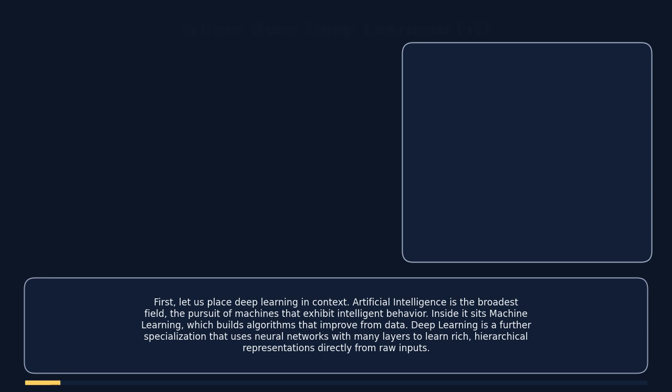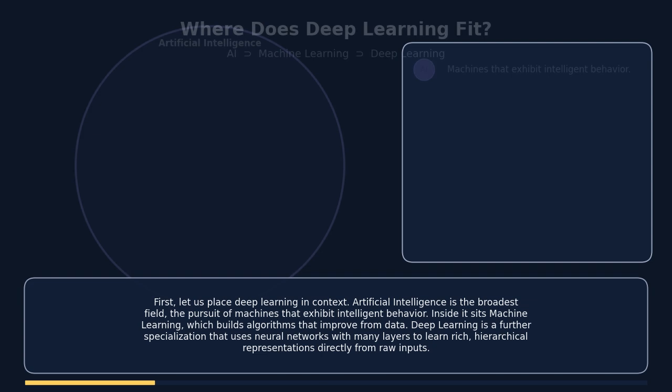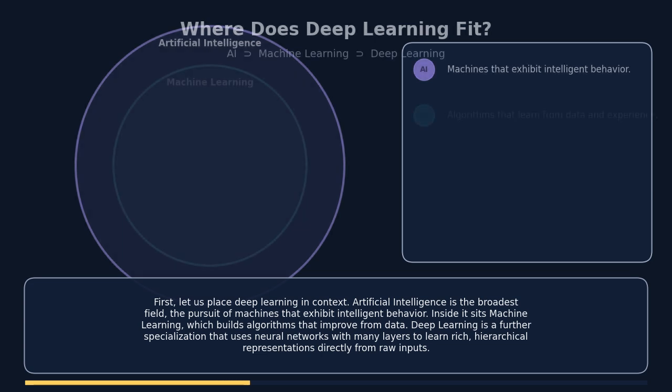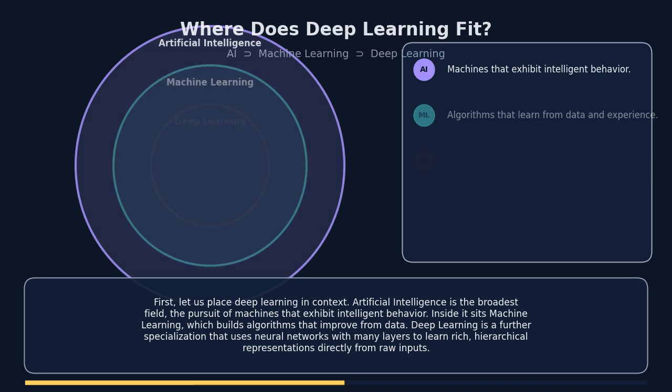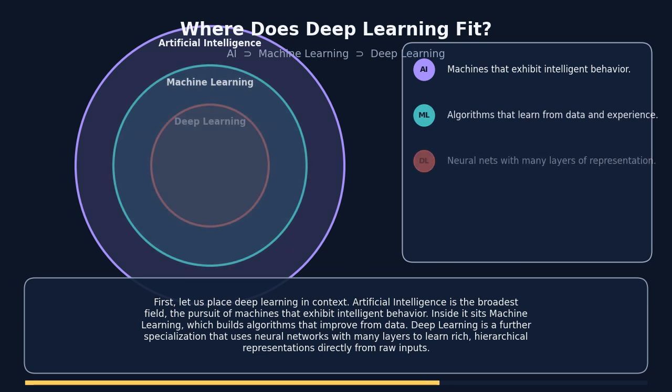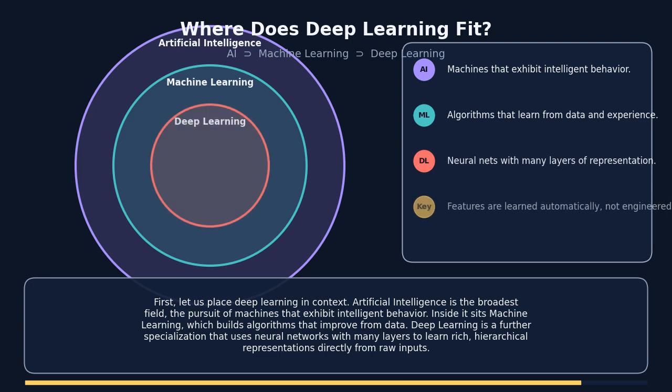First, let us place deep learning in context. Artificial intelligence is the broadest field, the pursuit of machines that exhibit intelligent behavior. Inside it sits machine learning, which builds algorithms that improve from data. Deep learning is a further specialization that uses neural networks with many layers to learn rich, hierarchical representations directly from raw inputs.